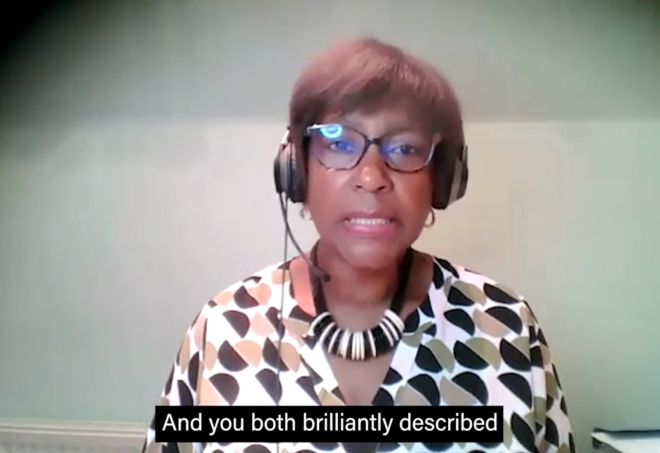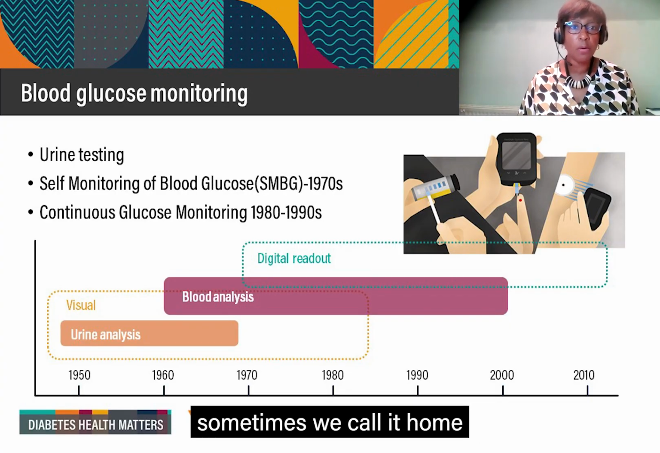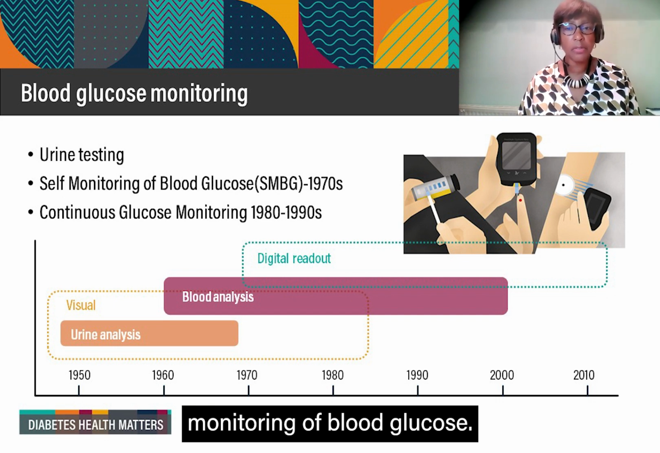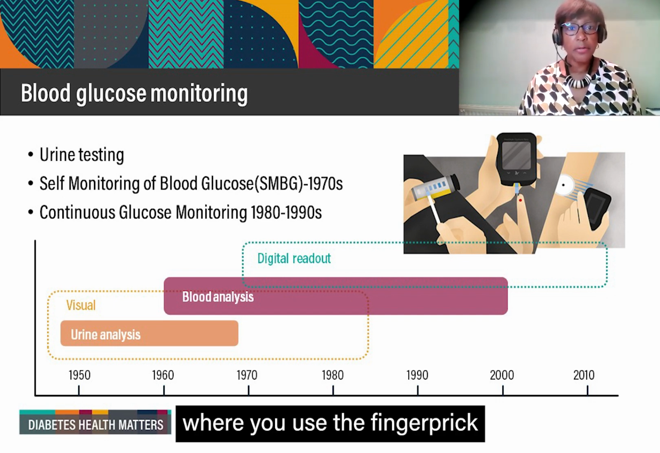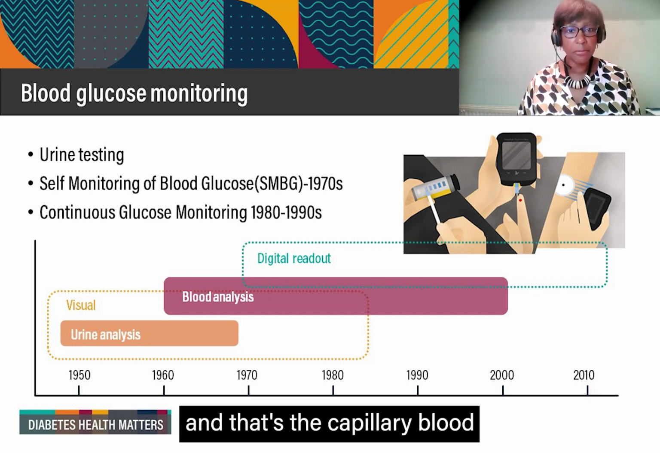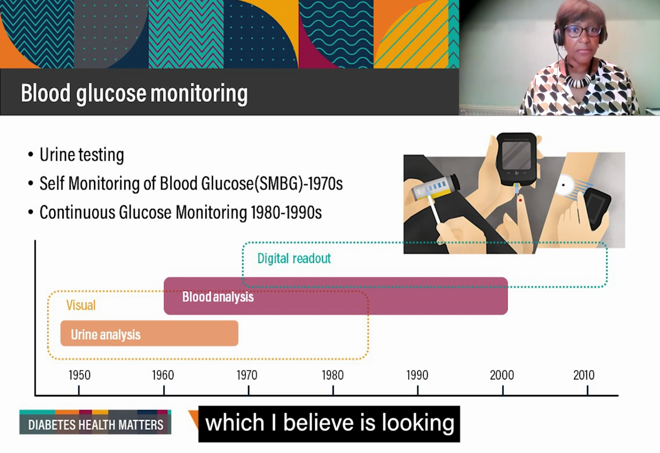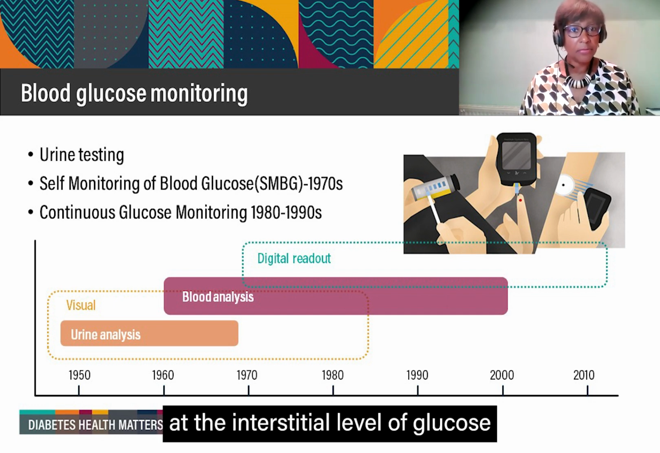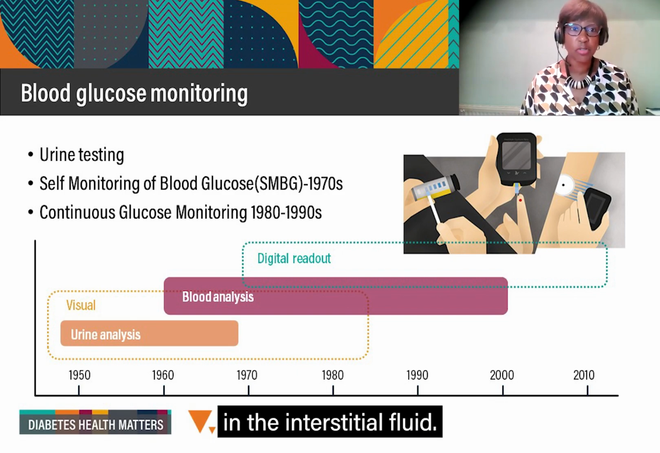And you both brilliantly described what we would call self-monitoring of blood glucose. Sometimes we call it home monitoring of blood glucose. So either using a glucometer, where you use the finger prick, and that's the capillary blood, or the continuous glucose monitoring, which I believe is looking at the level of glucose in the interstitial fluid.